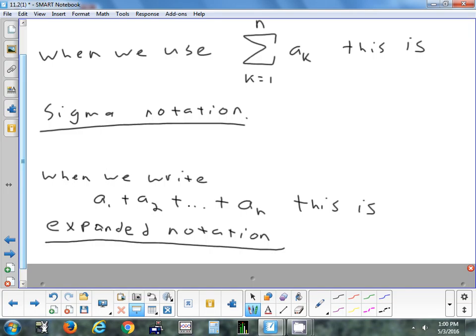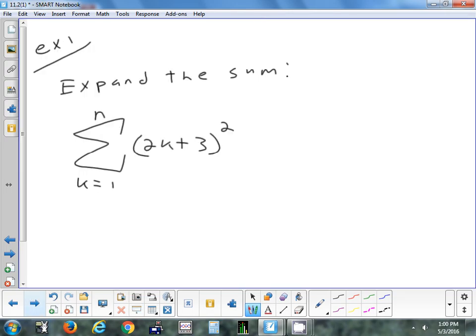Okay, any questions on the difference between sigma notation and expanded notation? So if you see the directions in the book or on the test, expand the following sum, I'd like you to do what we just did on the last problem. Just do it out. All right, let's try this one.